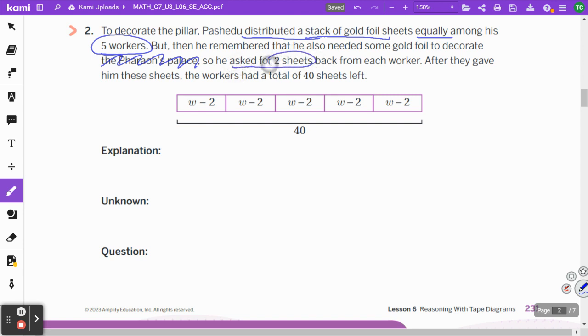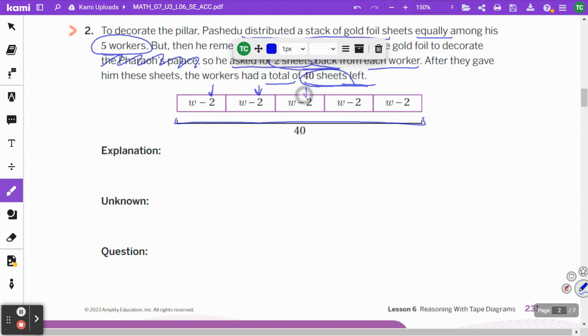Asked for 2 sheets back is a keyword from each worker. After they gave them those sheets, they had a total, there's a key math word, 40 sheets left over. So look, 40 is that total. Notice I almost would say W, but then look where that W minus 2 ends up, because each of those people are asked to give back 2. All right, let's go to the explanation now.